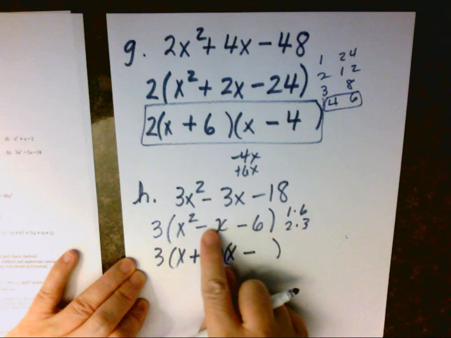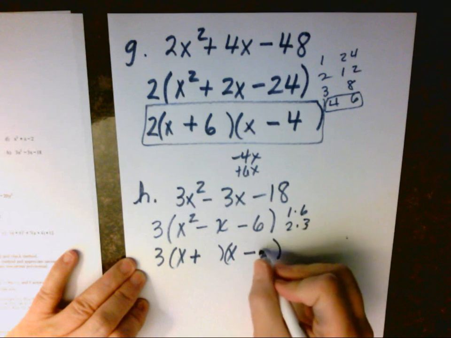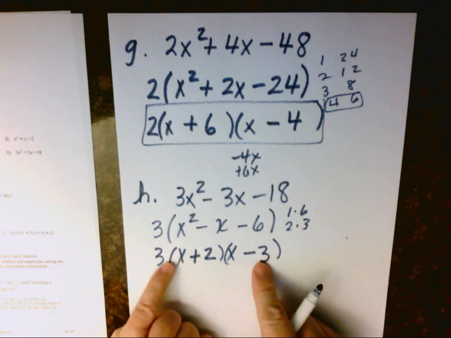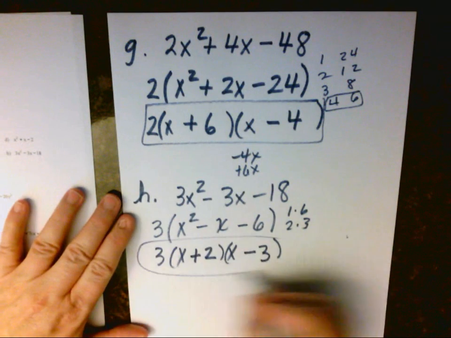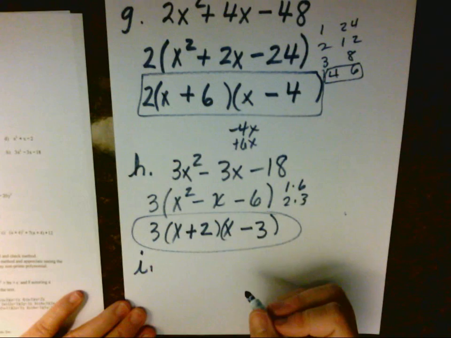And I want a negative in the middle, so I want to put the larger of these numbers with the negative to give me a negative in the middle. Okay, so that gives me a negative 3x plus 2x is minus x. It checks. Good. Factored.